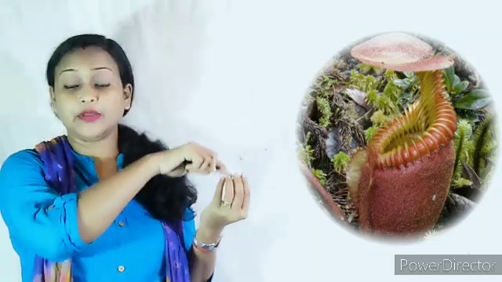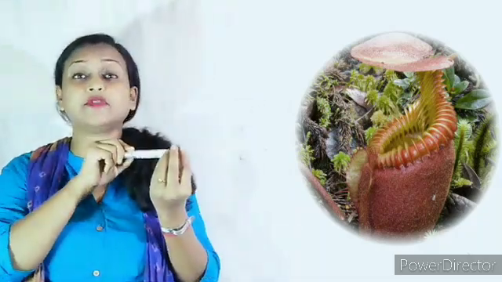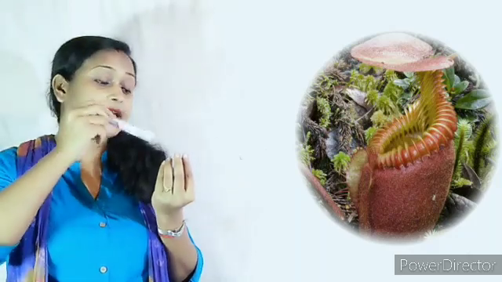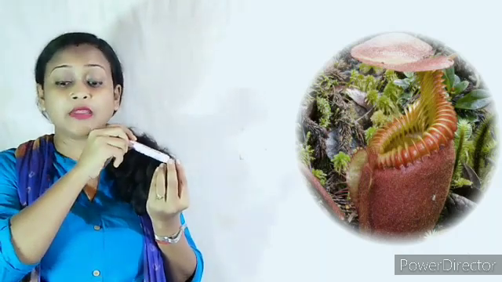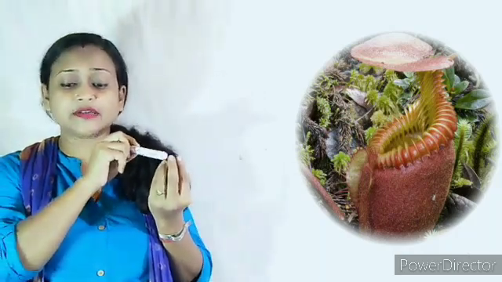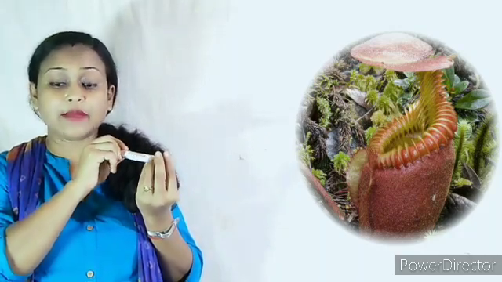Now this pitcher contains nectar. The nectar attracts the insects. Once the insect is attracted by the nectar and enters the pitcher, there are tiny hair-like structures on the surface of the pitcher, and they get disturbed. And when they are disturbed, what happens?